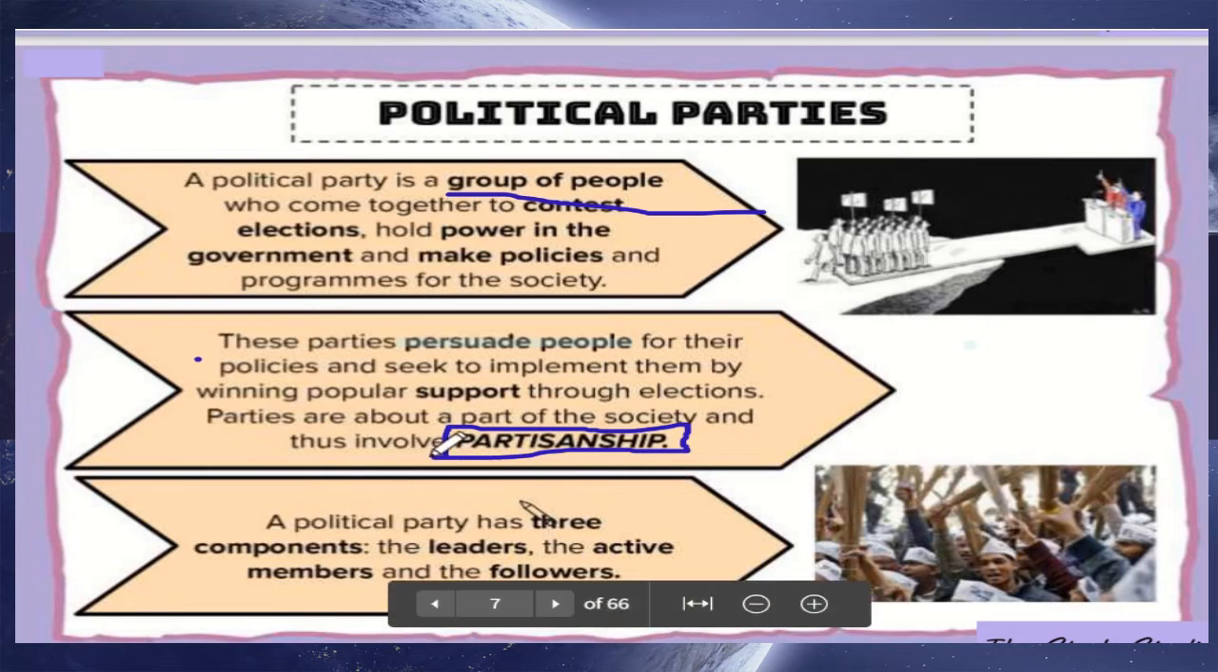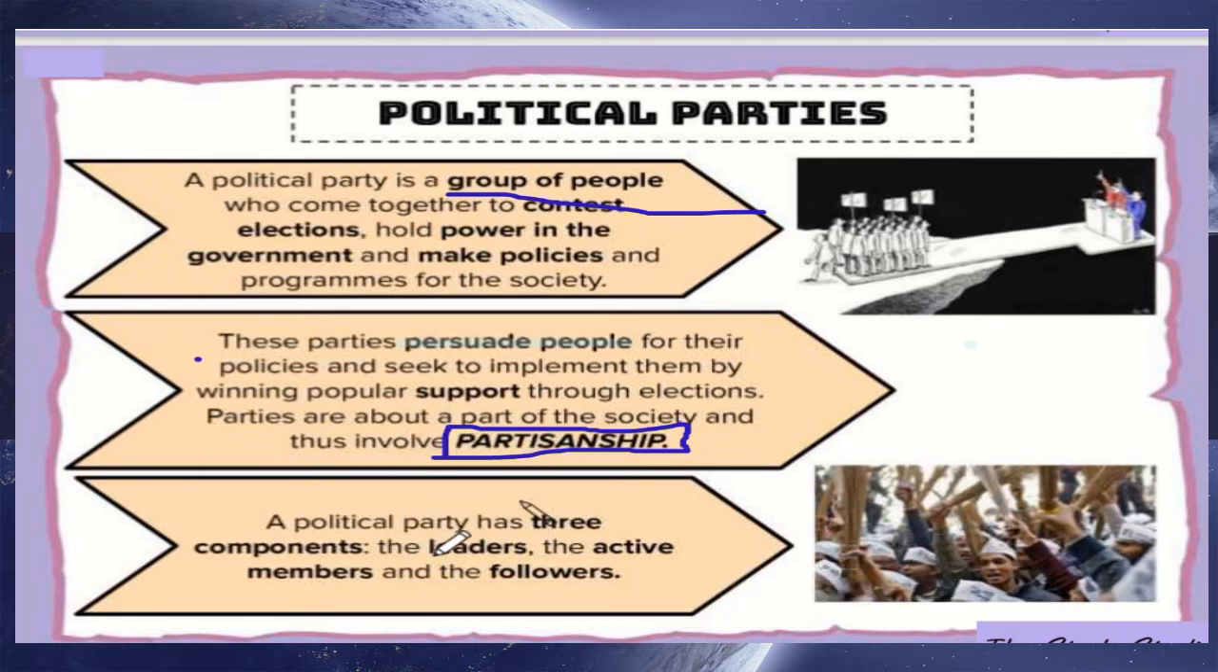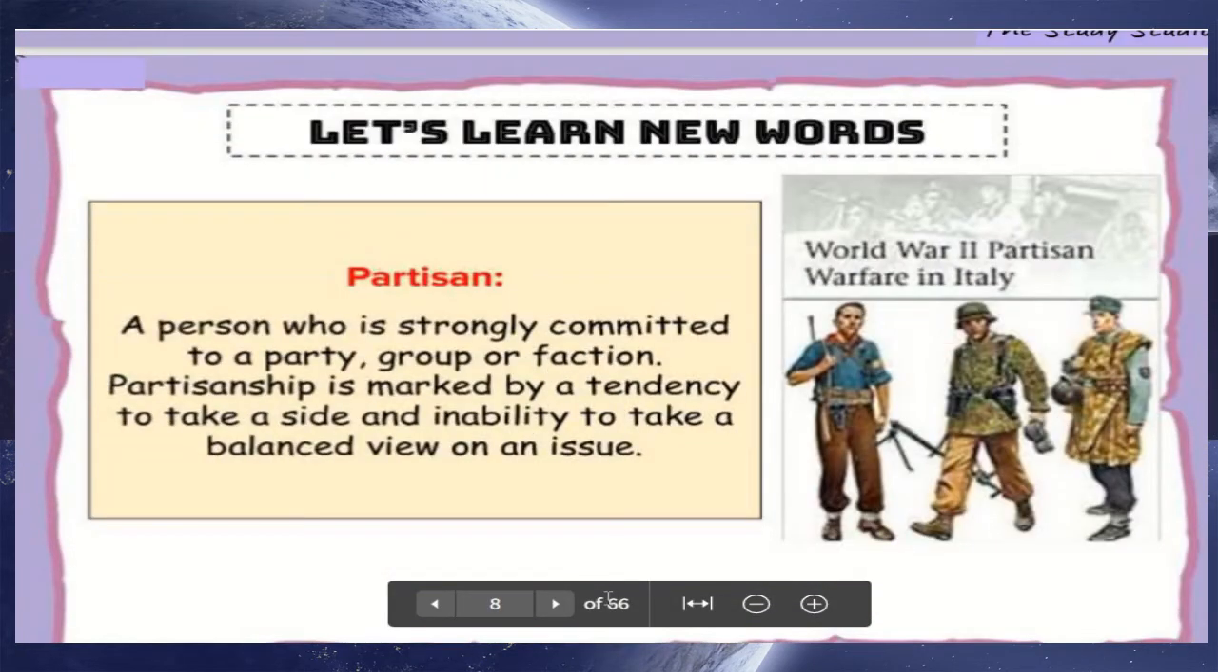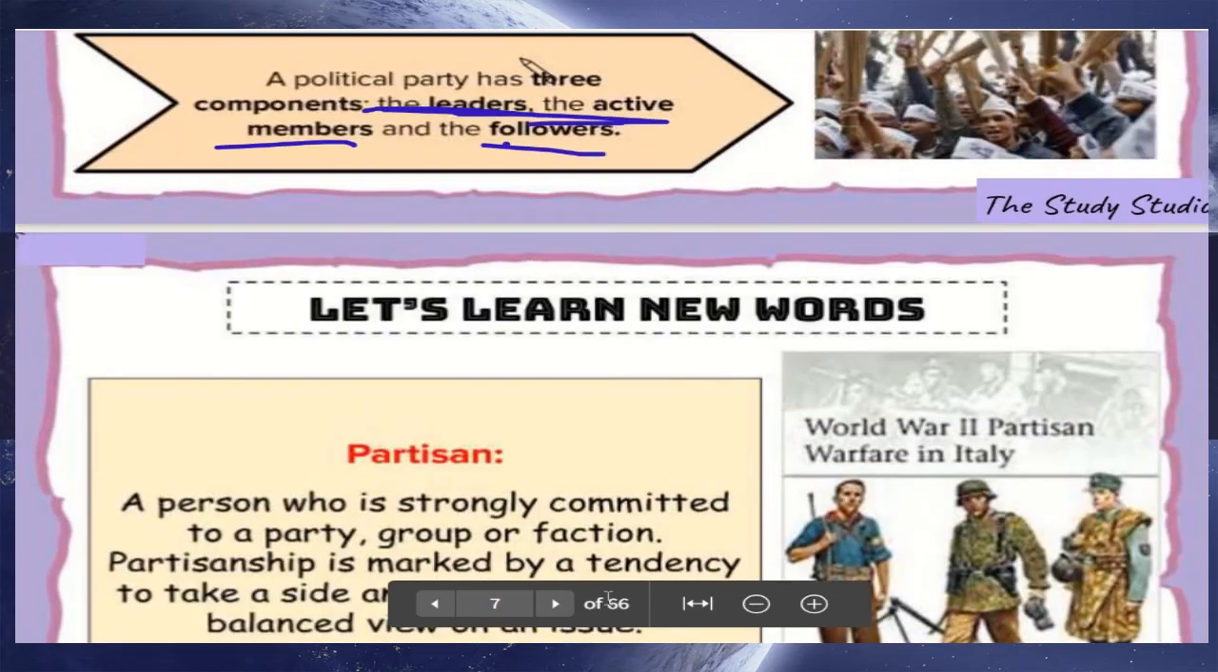So political party includes three major components. Those are the leaders. Second is the active members, and the third is the followers. So we learn three components: leaders, active members, and the followers, right?